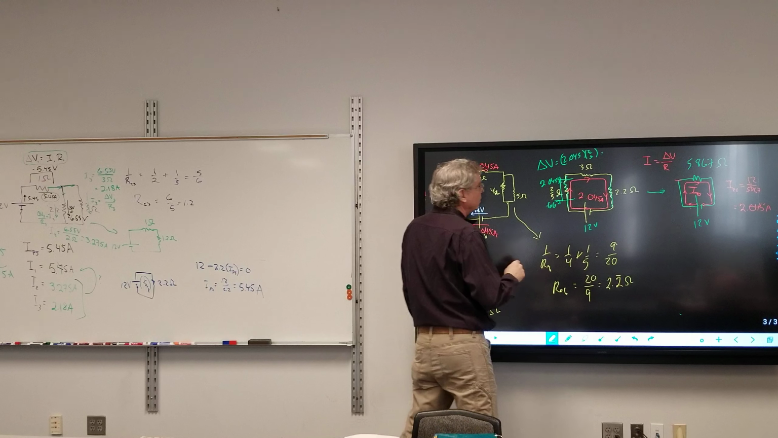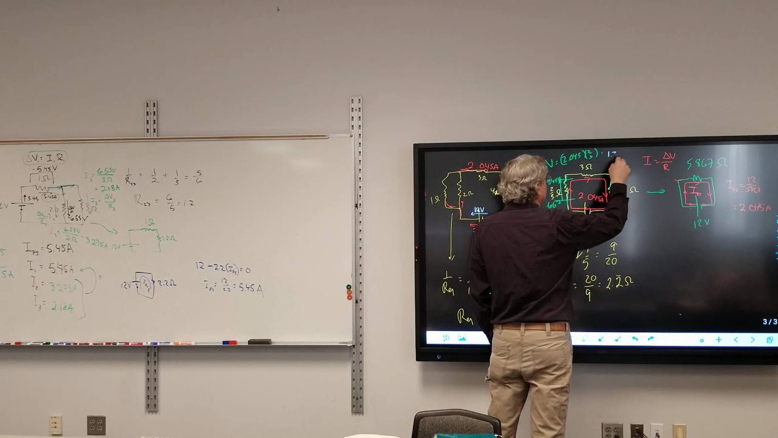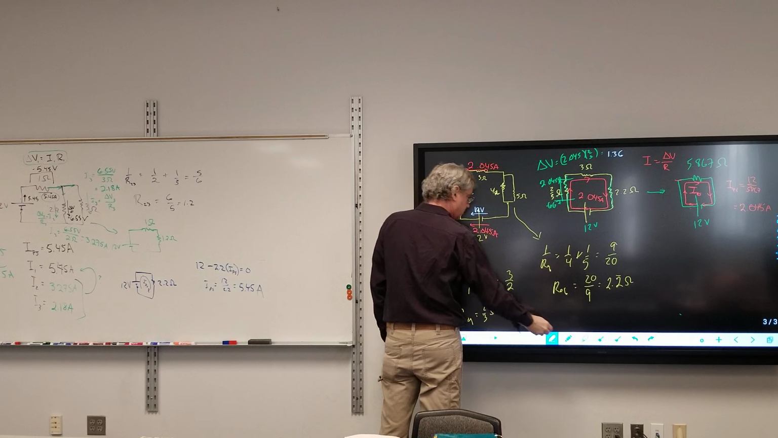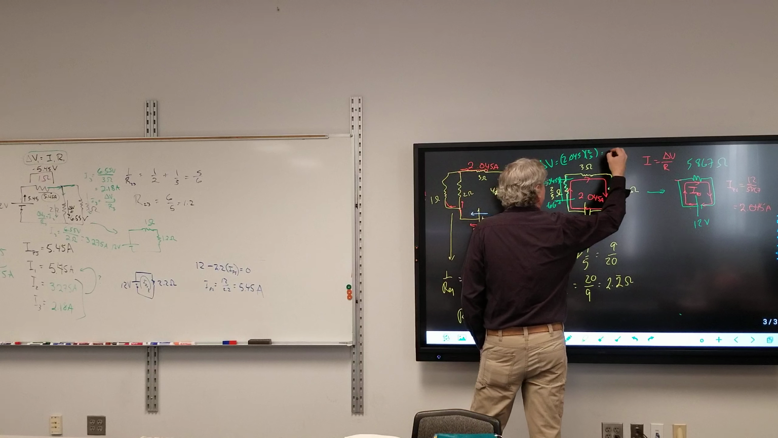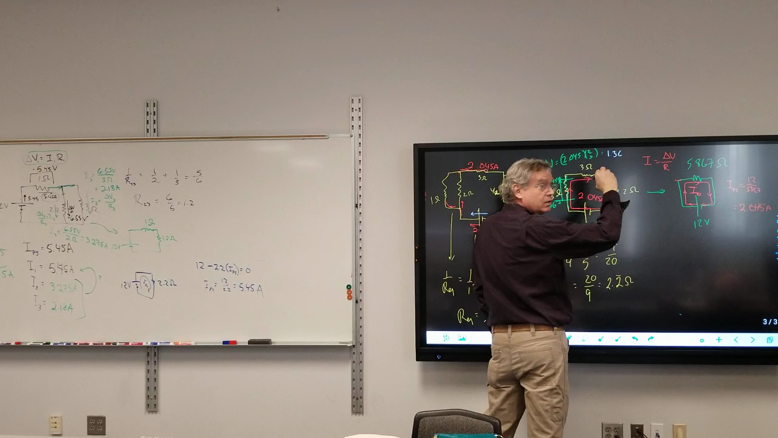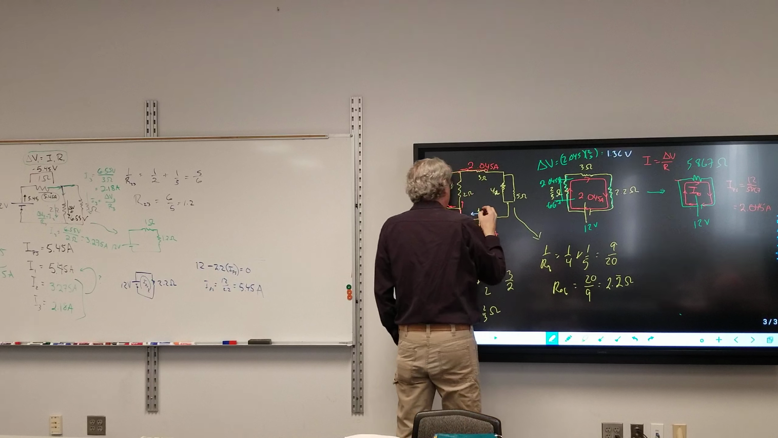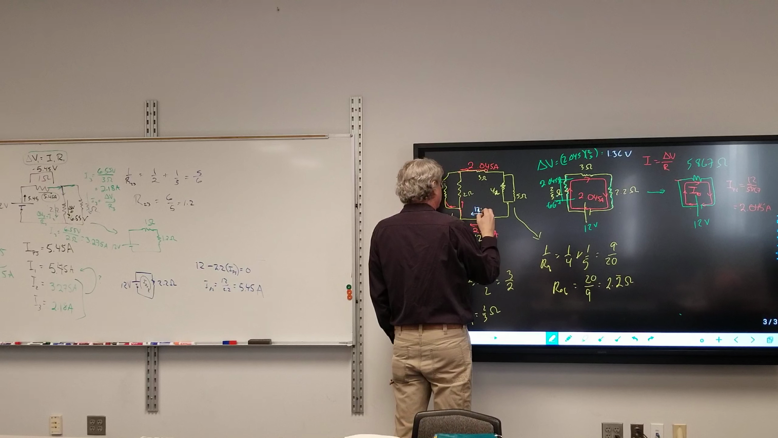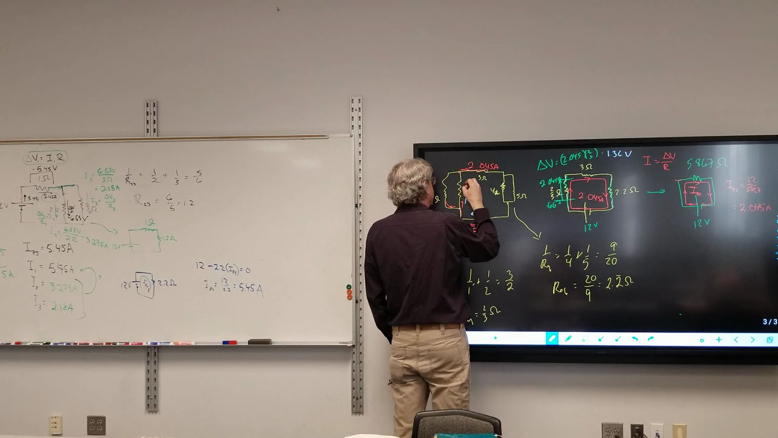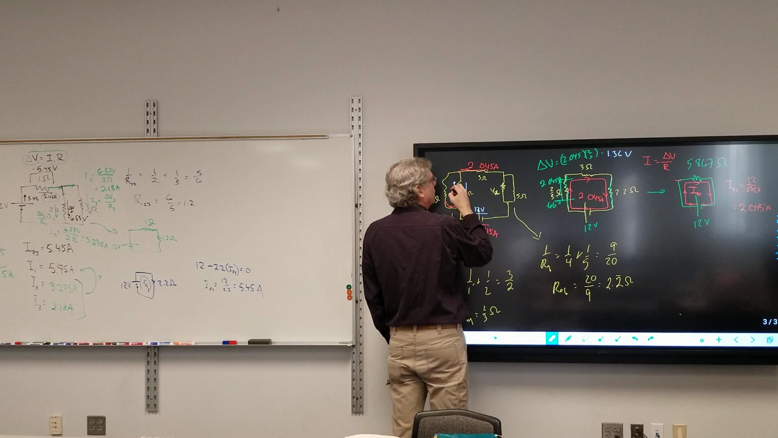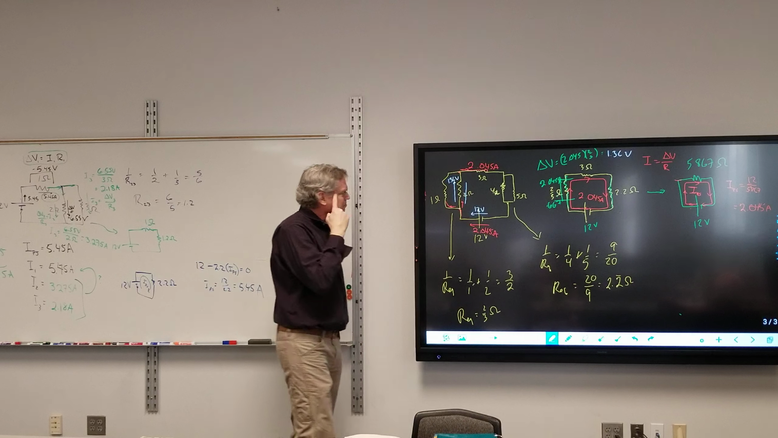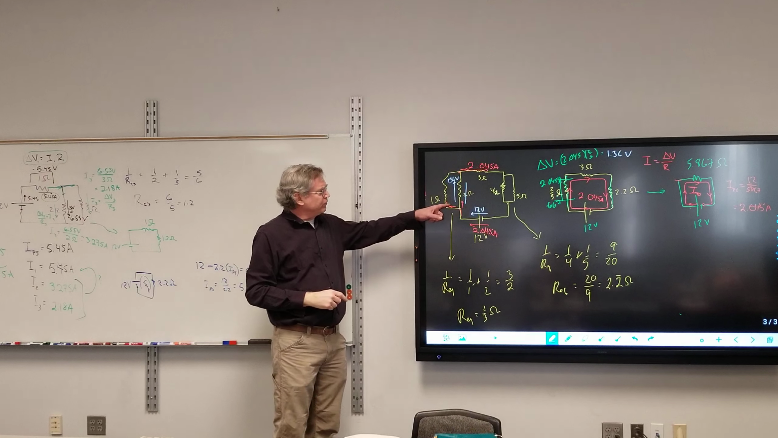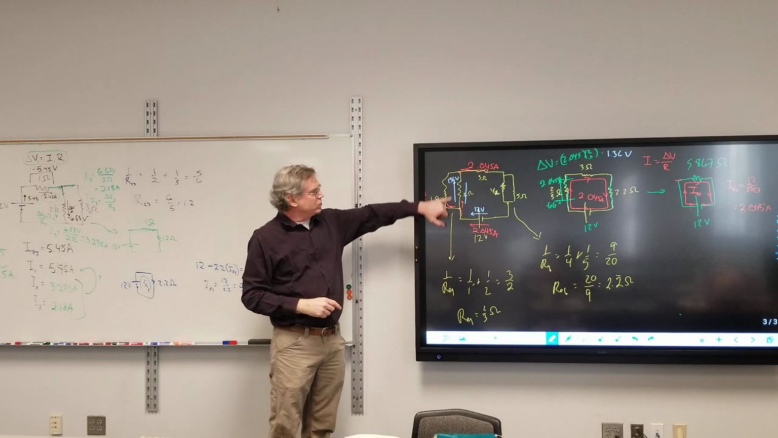Say it again. 1.36. Oh, that's the one I wanted. 1.36 volts. Thank you. So this was 12 volts going across here. Going across here, or just put it in the middle, we have 1.36 volts. So now I know the voltage going between these two junctions.